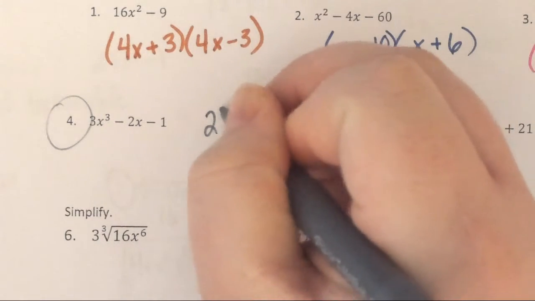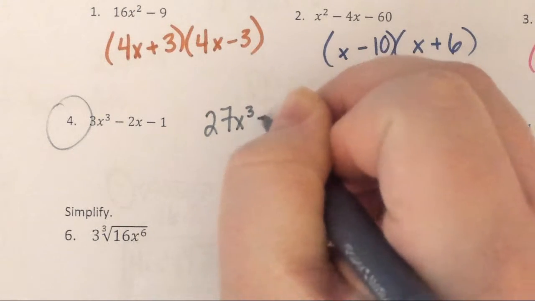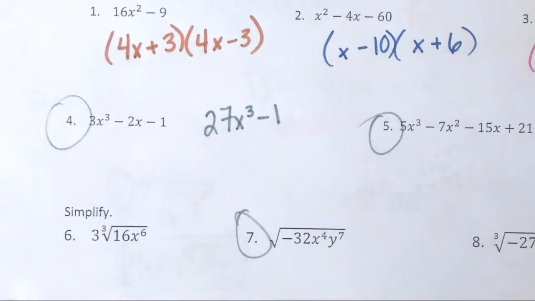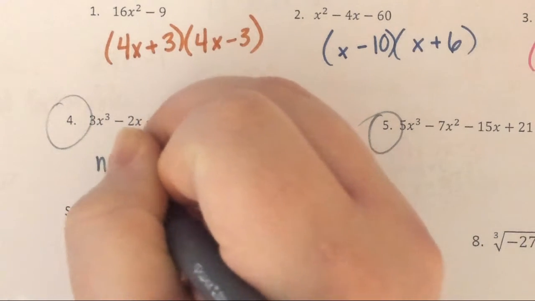A SOAP problem would be for perfect cubes, like 27x to the third minus 1. That would be a SOAP problem. We don't have perfect cubes. 1 is a perfect cube, but 3 definitely isn't. So what words are we going to put on number 4? Yes, 2 can have a point, not factorable.